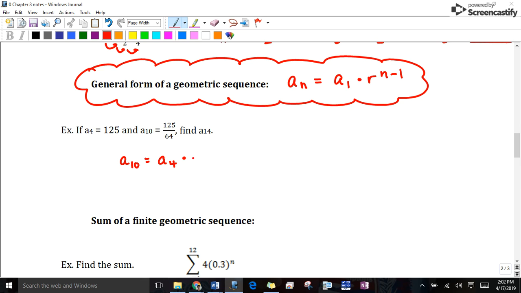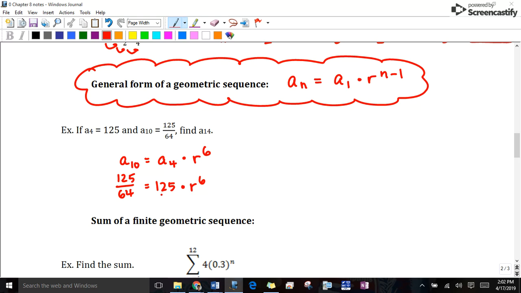So if I'm multiplying by r, and I want to get from the fourth term to the 10th term, they are 6 terms apart from each other. Okay, so I'm writing my 10th term in terms of my fourth, and then multiplying 6 times to get to the 10th. Now let's plug in the numbers. So a10 is 125 over 64. a4 is 125, and I'm multiplying by r 6 times. And now all I need to do is solve for r.